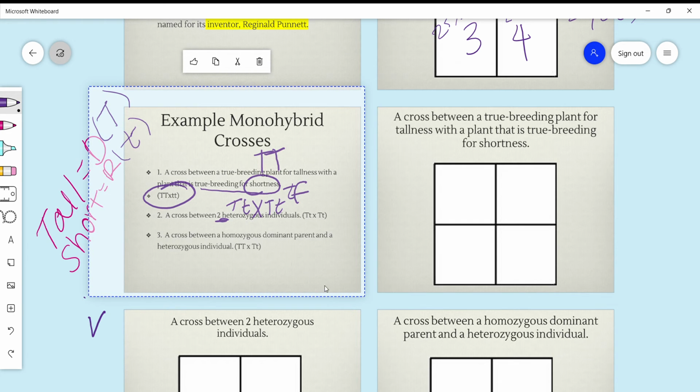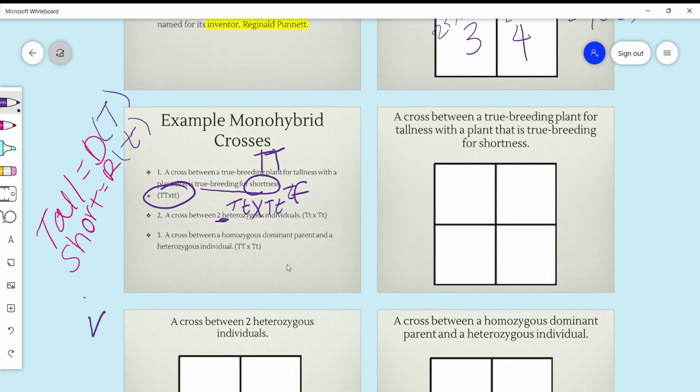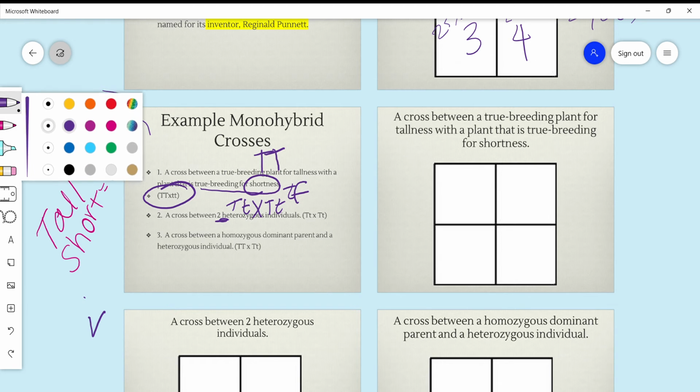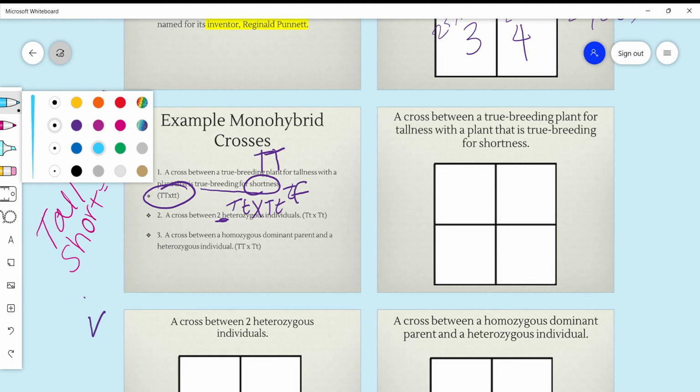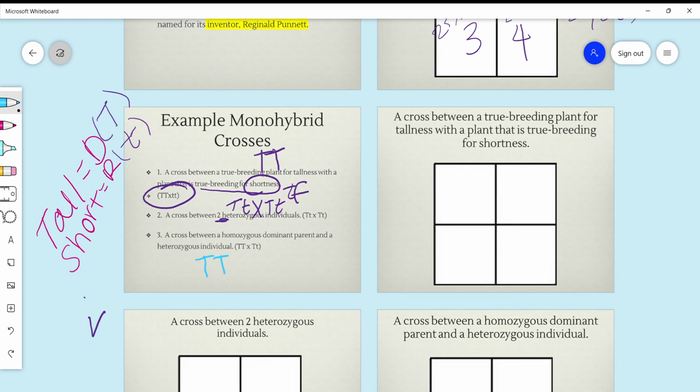Homozygous, you already know, homozygous means the same. So homozygous dominant would be 2 tall T's, because remember, the big T's are dominant, times a heterozygous parent, uppercase and lowercase. Anytime that it says heterozygous, it's always going to have an uppercase letter and a lowercase letter, depending on what letters the example is using. So let's try this first example.